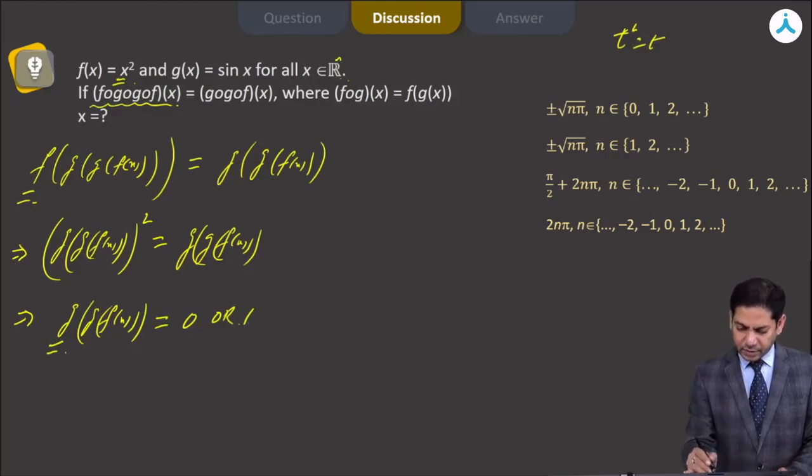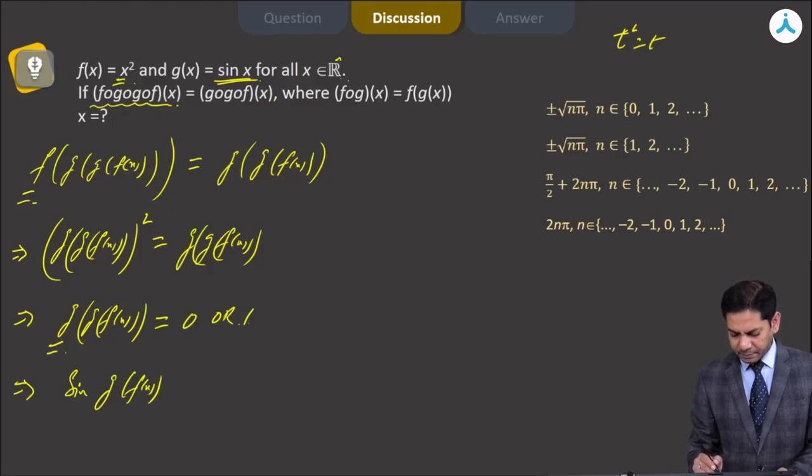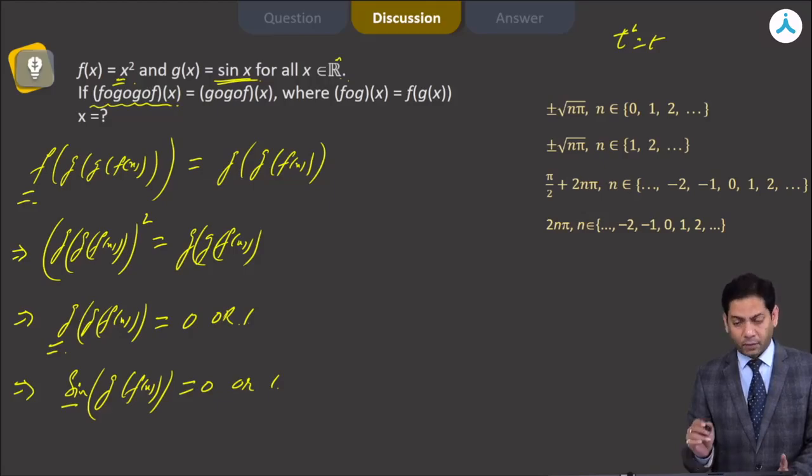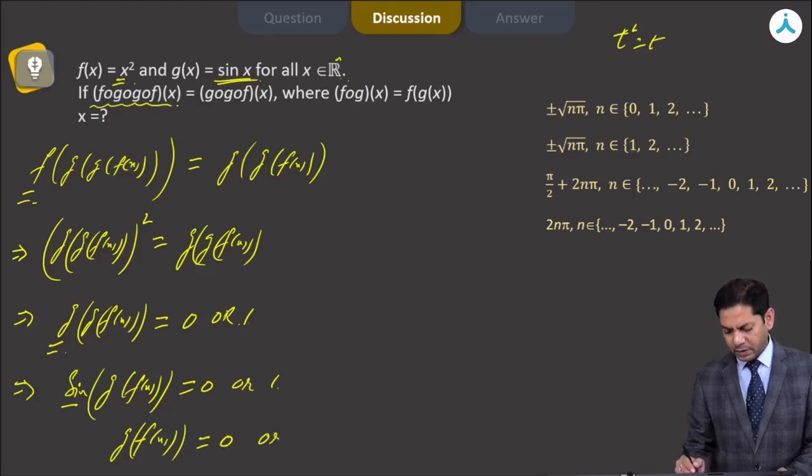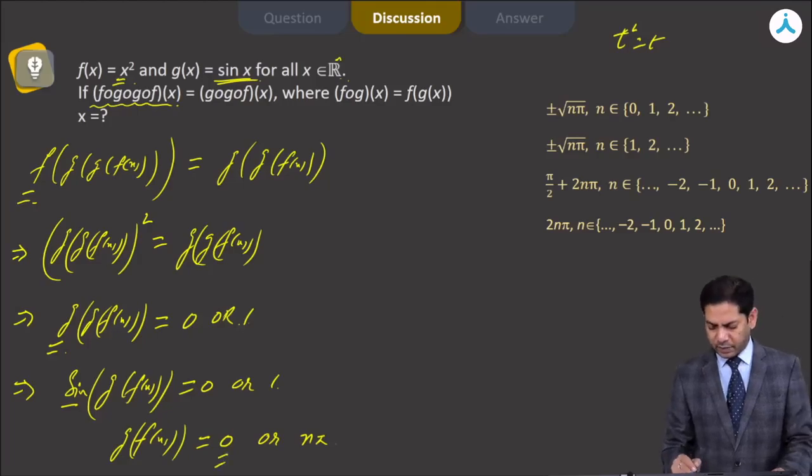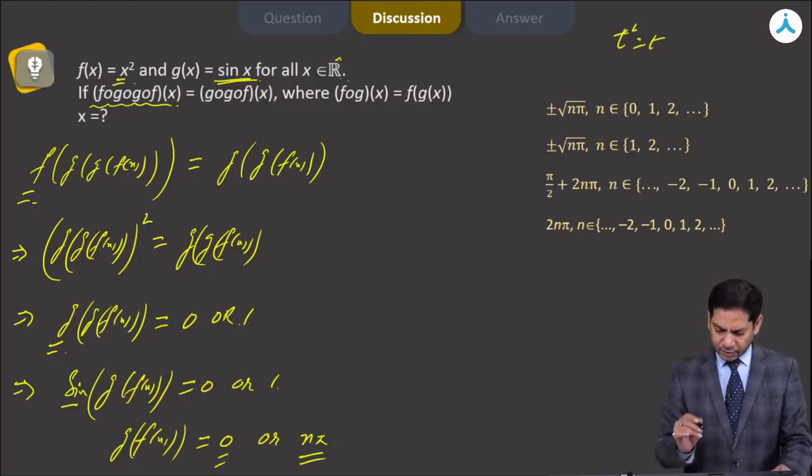This function g, this is sine function. That means we should be having sine of g of f of x equal to 0 or 1. That means g of f of x is equal to 0 or some multiple of pi by 2 n pi. 0 is covered here also, but we are writing it separately just to keep the things clear.